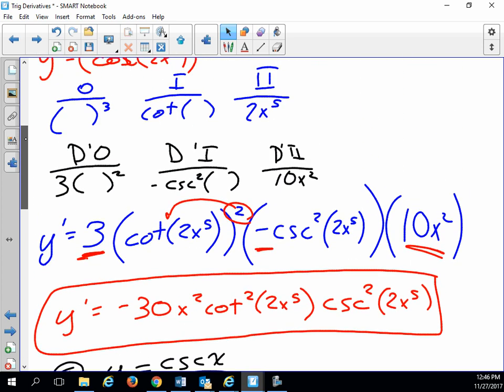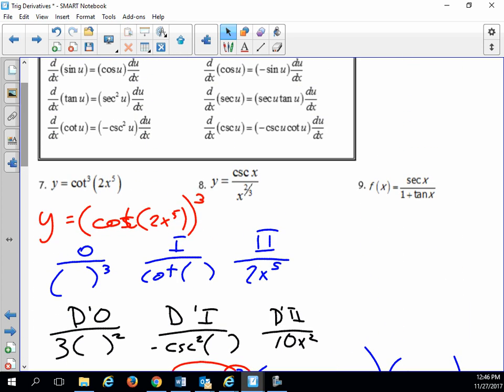And my last one is number 9. Secant x over 1 plus tangent x.